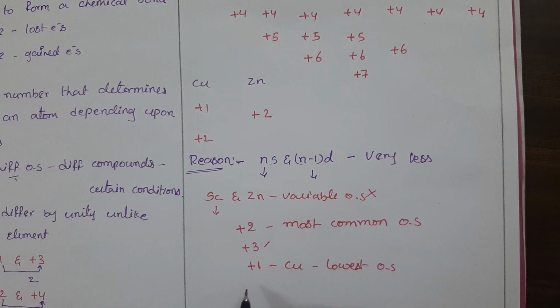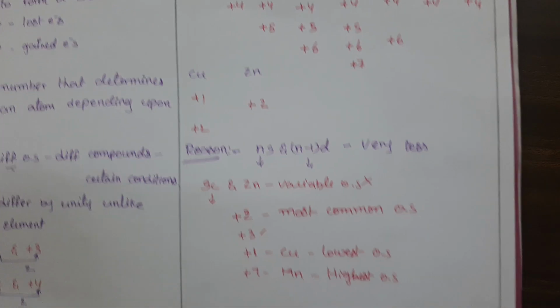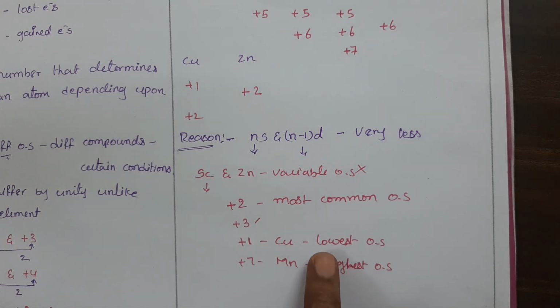And plus 7 is the highest oxidation state shown by manganese. Highest oxidation state in 3D series. In the 3D series, the lowest oxidation state is plus 1 shown by copper, and the highest oxidation state is plus 7 shown by manganese.